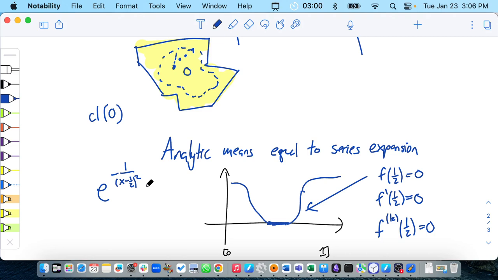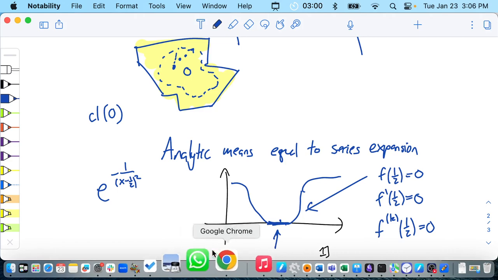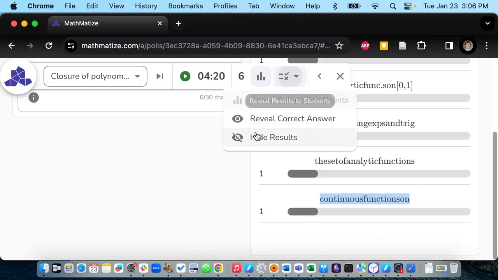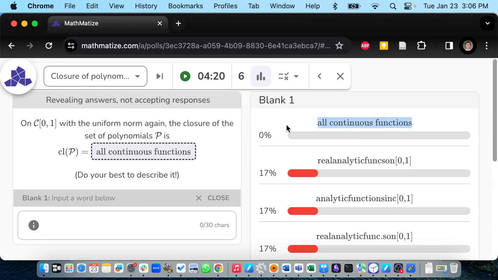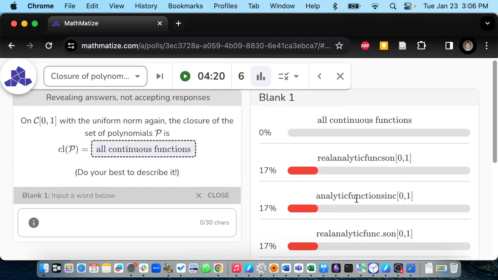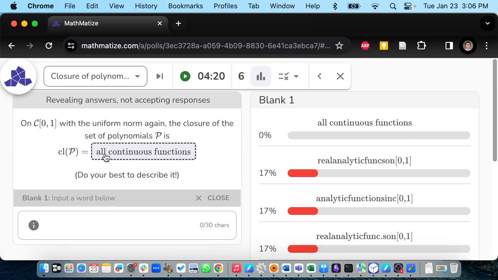So you were guessing, okay, what are the functions that you can write down as a series expansion? This function cannot be written down as a series expansion because the series expansion would be 0, 0, 0, 0, based at this point, but the function is not always zero. And it turns out the correct answer is that you can get any continuous function. So I said all continuous functions, this answer is perfectly correct, even though the computer is marking it as wrong because you didn't spell it exactly the same way I did. You can get all continuous functions.